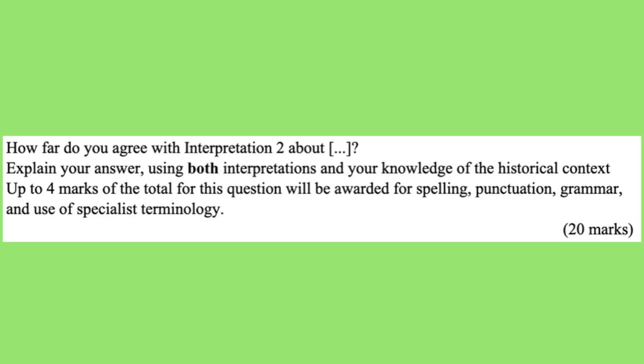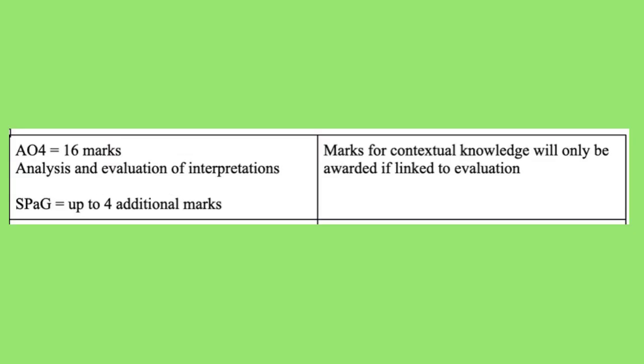Up to 4 marks of the total for this question will be awarded for spelling, punctuation, grammar, and use of specialist terminology. 20 marks. 16 of those marks are awarded for AO4, which is your analysis and evaluation of interpretations. But what does that actually mean? Now, this is quite a long question because you're awarded so many marks for it. It is going to be the longer answer.